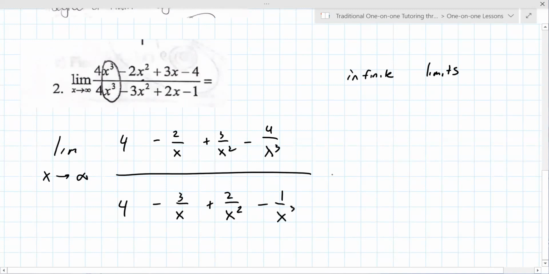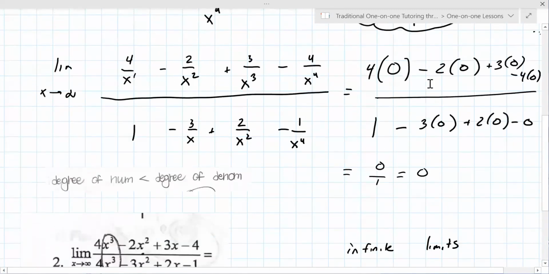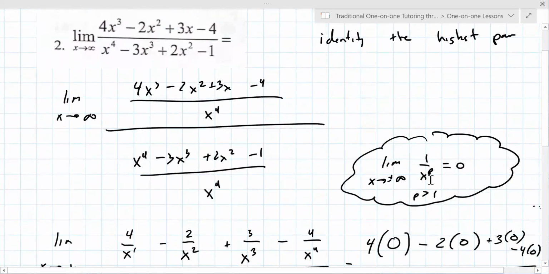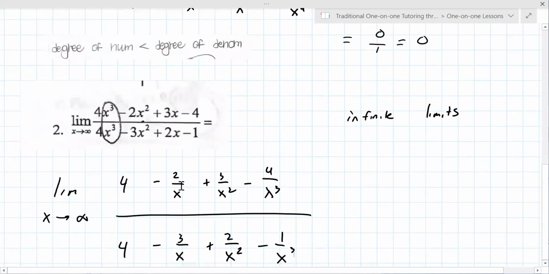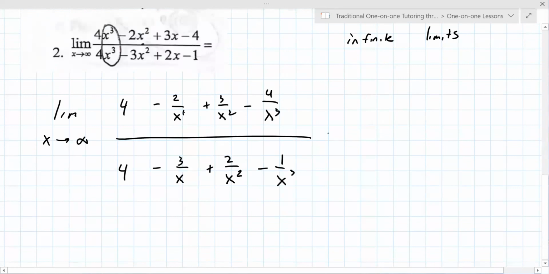Now you use this thing that I mentioned up here in this cloud, the fact that 1 over x to a power becomes 0. Some students actually put infinity down here, which isn't correct, but it's reasonable to think that way. It's like 2 over infinity is 0, 3 over infinity squared is 0, 4 over infinity cubed is 0. So it's 4 minus 0 plus 0 minus 0 up top. So it's 4 over 4, which is 1. It's the same power as 1.